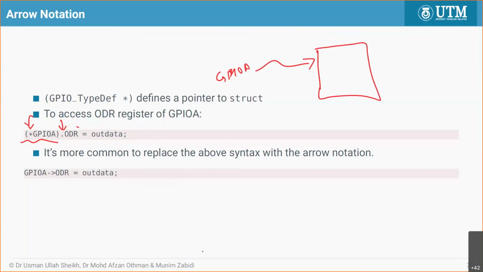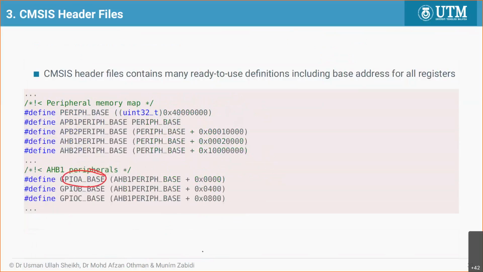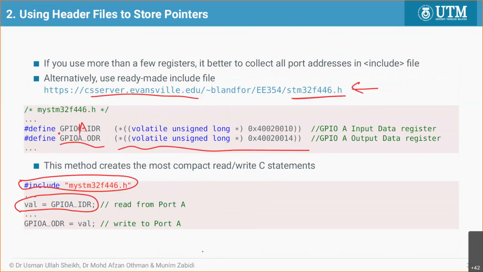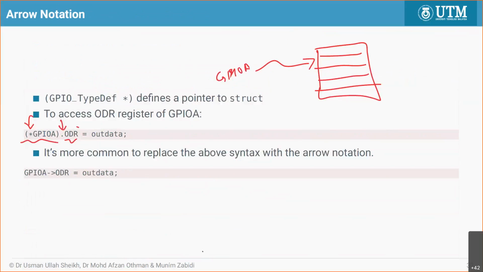Whenever you have a structure, you have a block of data. So the .odr will offset that to 14 or 10. That is, ODR is 14. So 14 from the top is the ODR. IDR is just before that. So combine these two, you use this to send data out.